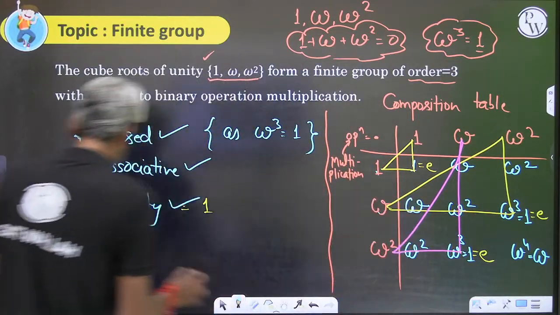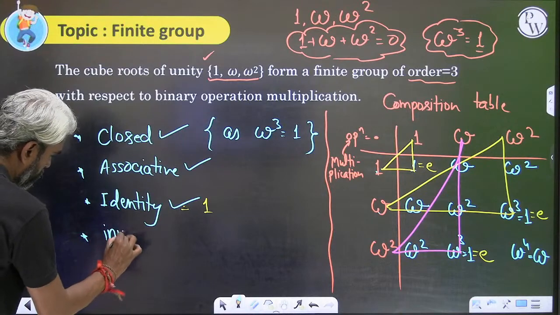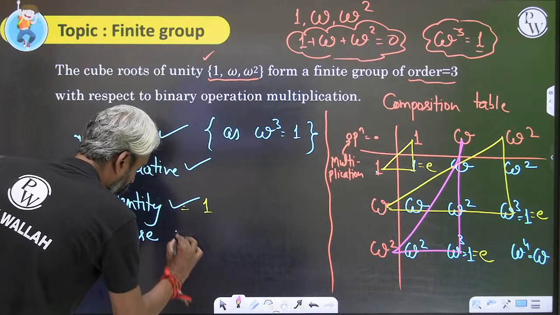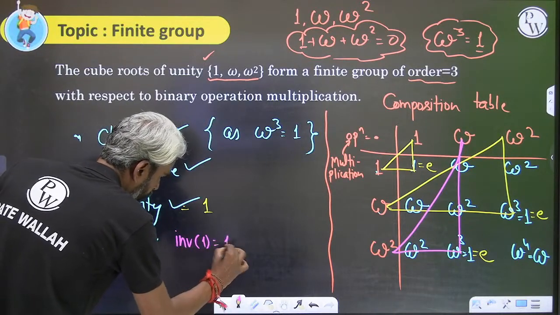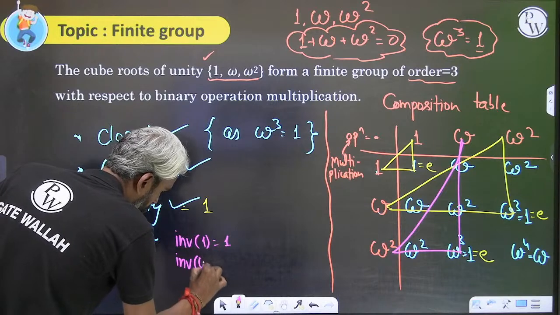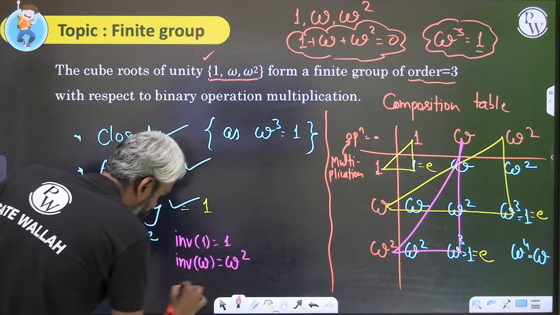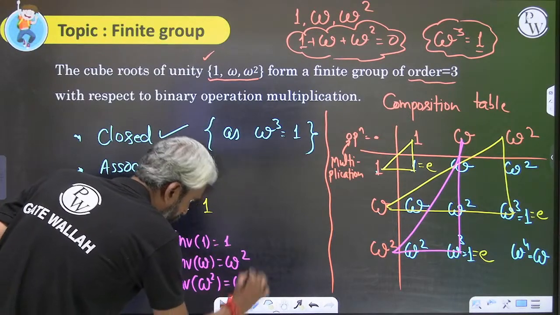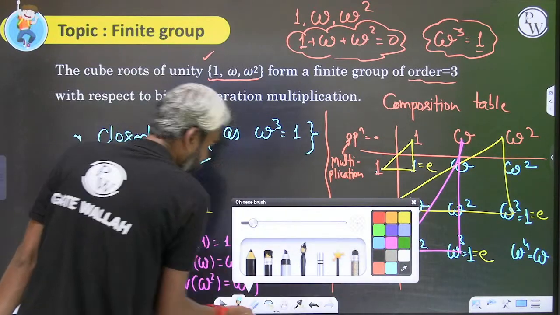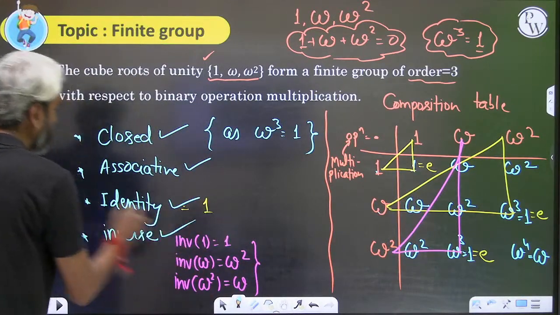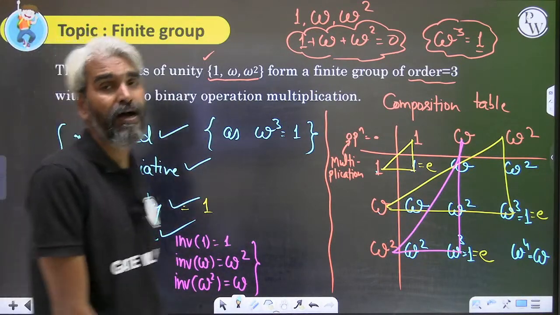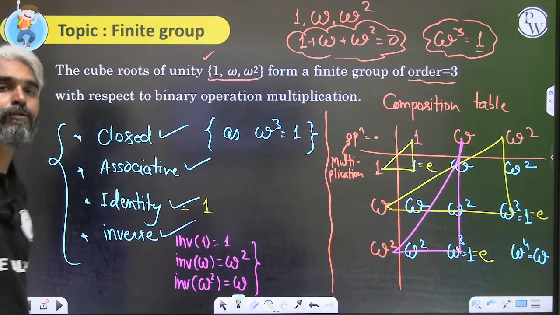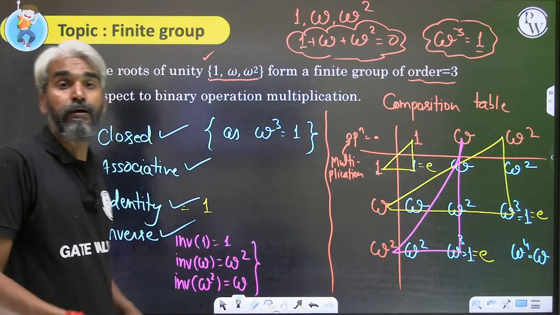If we talk about inverse, we just need to check whether the inverse exists for every element or not. So, inverse of 1 will be 1. Inverse of omega will be omega square. And inverse of omega square will be omega. So, the inverse also exists for every element of the set within the set itself. Therefore, all four properties of a group are satisfied with respect to multiplication. Therefore, 1, omega, omega square will form a finite group of order 3 with respect to multiplication.